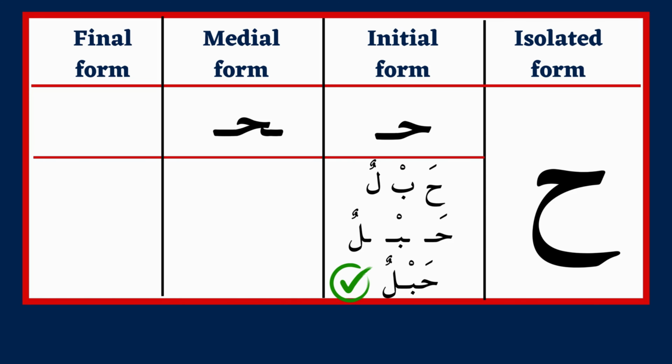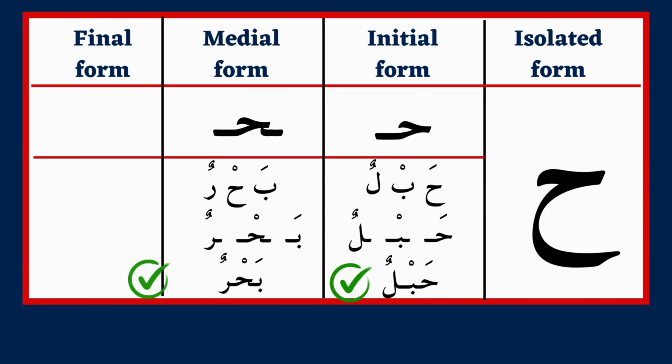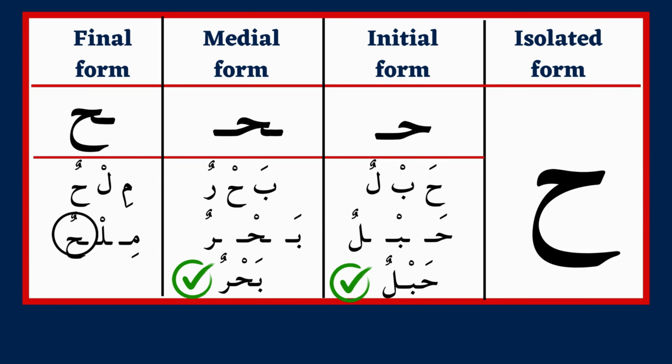In the middle of a word, ha is written this way by opening it. This tells us that it wants to accept another letter from the left side. When ha closes a word, it is written this way.